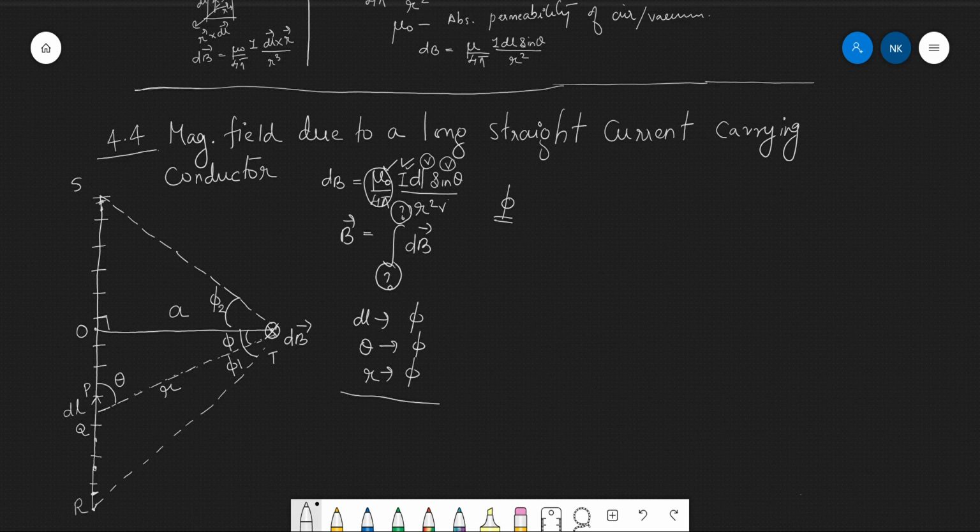So here the limits is going to be, as I told you here itself, we must have a limit. So the limit is going to be from minus phi 1 to plus phi 2. Okay, that's going to be the limit. So these variables are going to get converted in terms of phi basically. So for that, I need the help of this triangle.